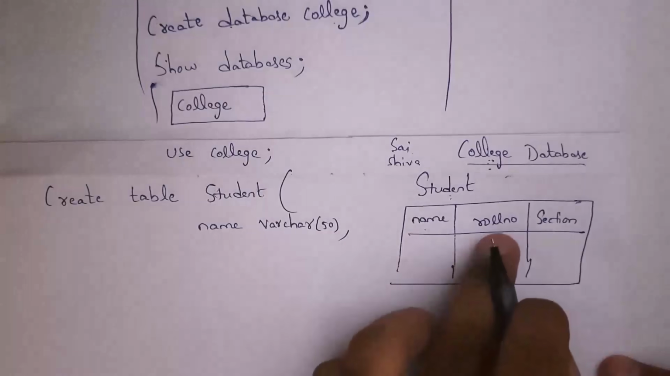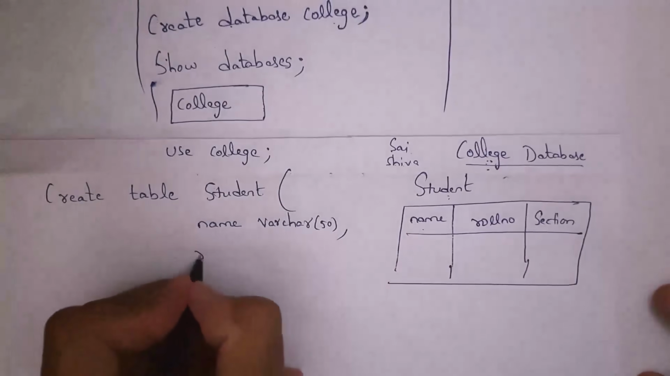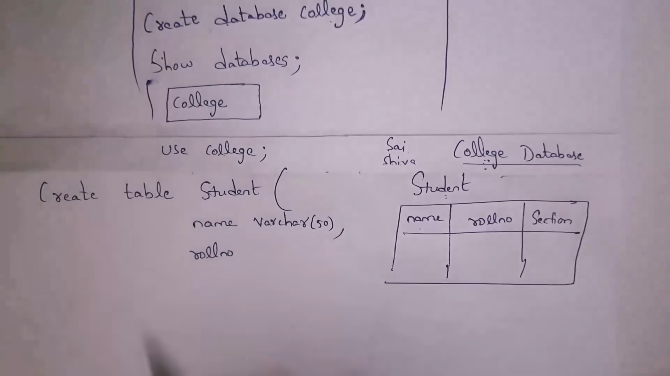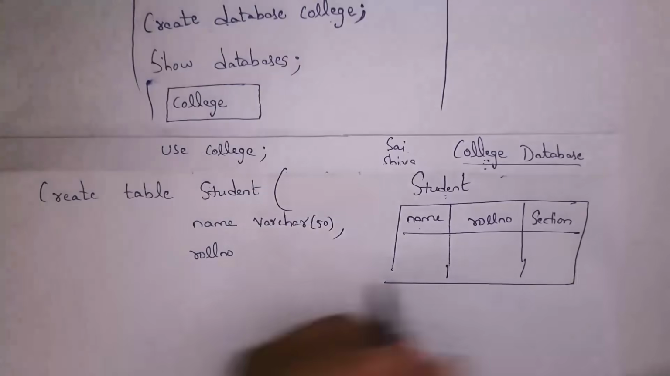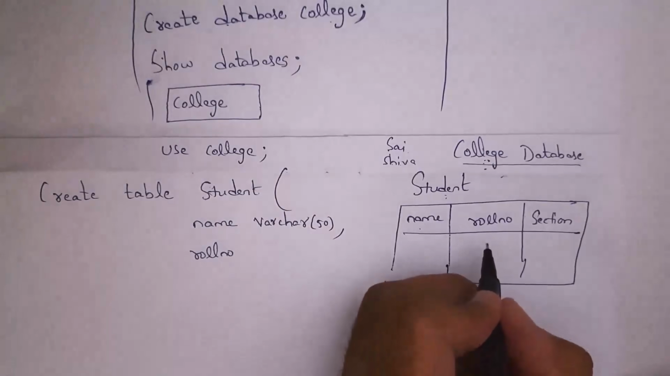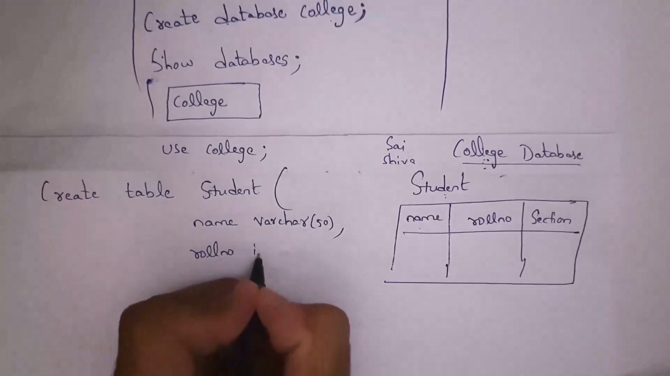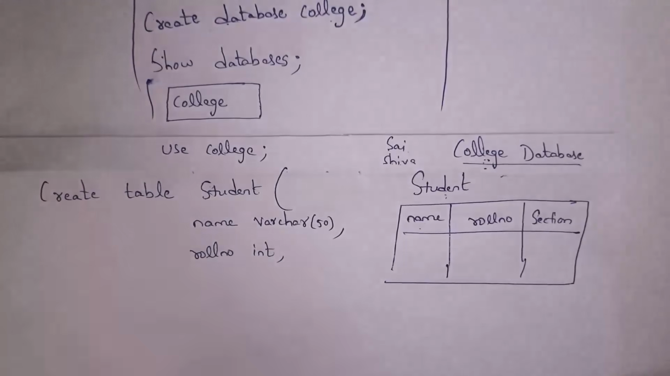Comma, next column is rule number. So just write here rule number. Guys, just remember that we should not give any space between these column names. And here you need to give data type. For example, I want to give rule numbers like rule number 1, 2, 3, 10, so on. So you need to write here data type, that is int. In order to enter numbers, you need to write data type, that is int, comma.